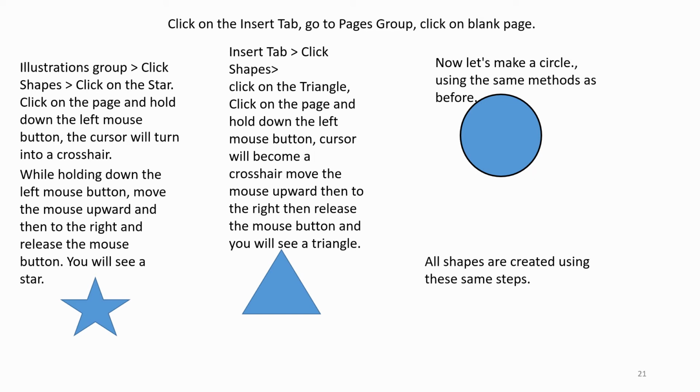Insert tab, click Shapes, click on the triangle. Click on the page and hold down the left mouse button. Cursor will become a crosshair. Move the mouse upward, then to the right, then release the mouse button and you will see a triangle. Now let's make a circle using the same methods as before. All shapes are created using these same steps.